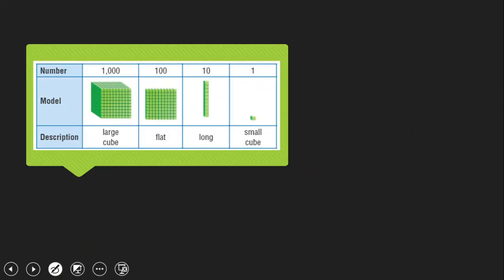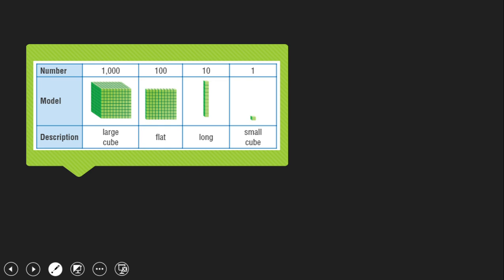All right, so many of you have known these base 10 blocks. We have our cube, our long, our flat, and our large cube. And you can see what each represents by looking at the top here. The number tells you what that represents. So our small cube represents 1, our long represents 10, our flat represents 100, and our large cube represents 1,000.